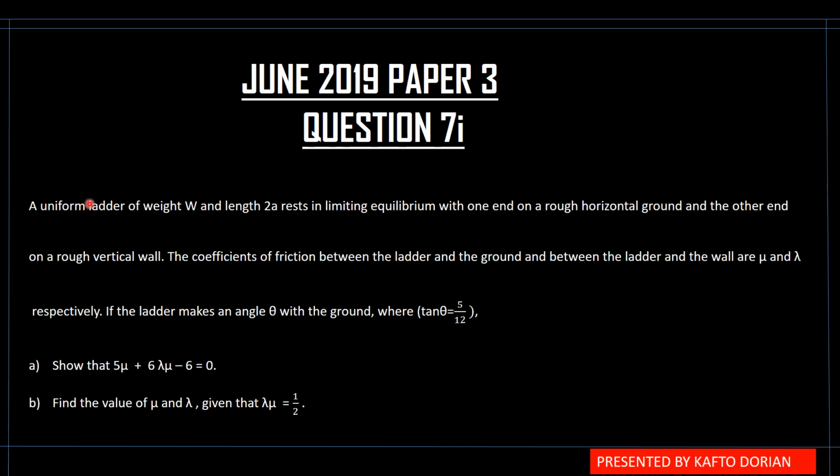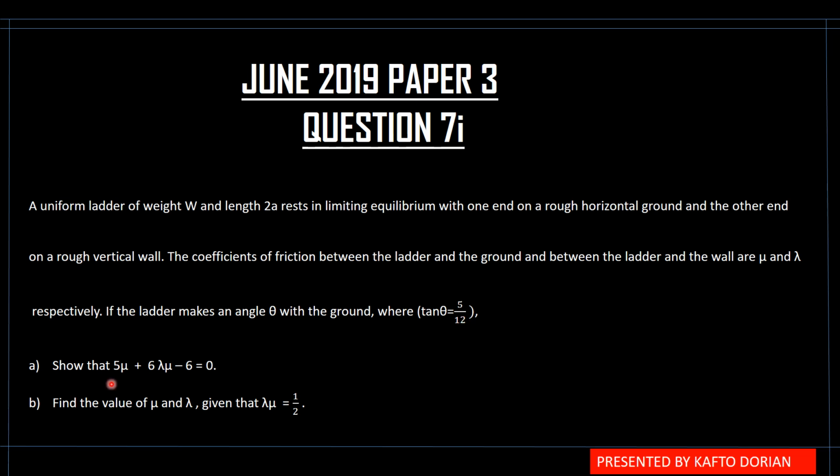A uniform ladder of weight W and length 2a rests in limiting equilibrium with one end on a rough horizontal ground and the other end on a rough vertical wall. The coefficients of friction between the ladder and the ground and between the ladder and the wall are mu and lambda respectively. The ladder makes an angle theta with the ground, where tan theta equals 5 on 12.